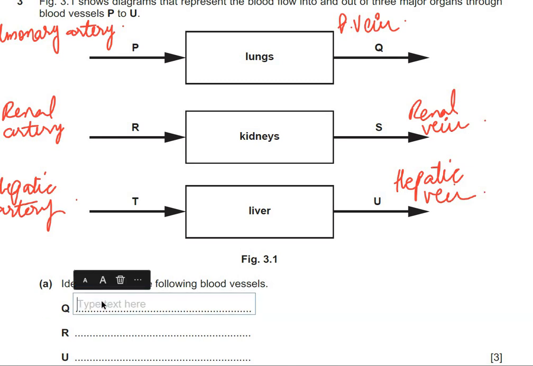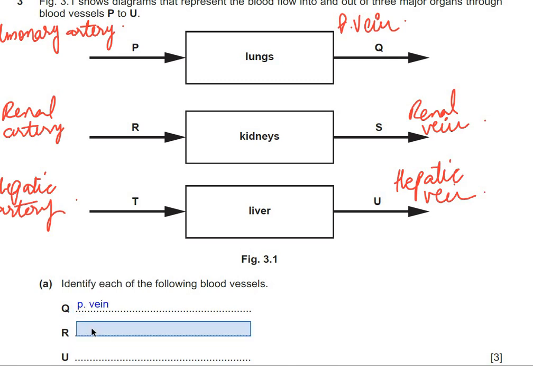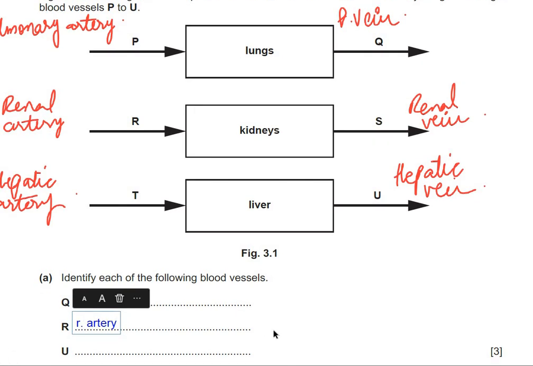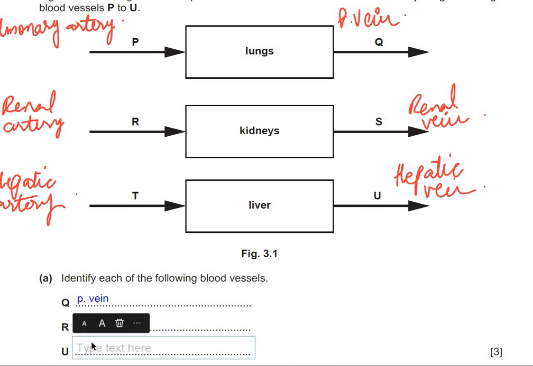Q is the pulmonary vein. R is the renal artery. You need to write the full form while attempting an exam paper. Then U is the hepatic vein. It's possibly self-explanatory.